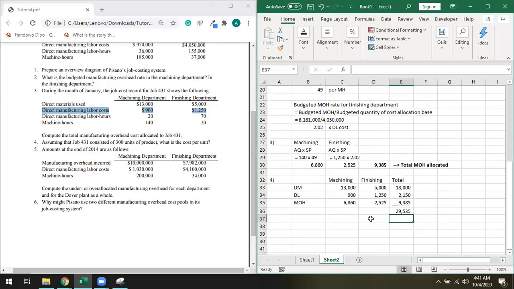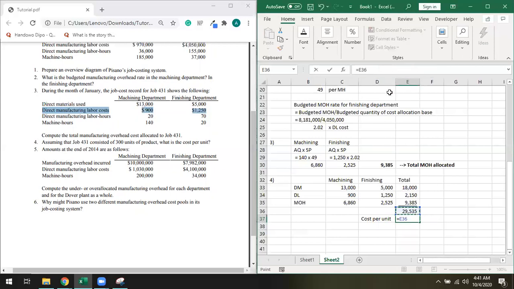Now, if job 41 consisted of 300 units of product, then the cost per unit will be the total manufacturing cost divided by 300. Then we have the cost per unit is $98.45 per unit. So this is the cost per unit for number 4.